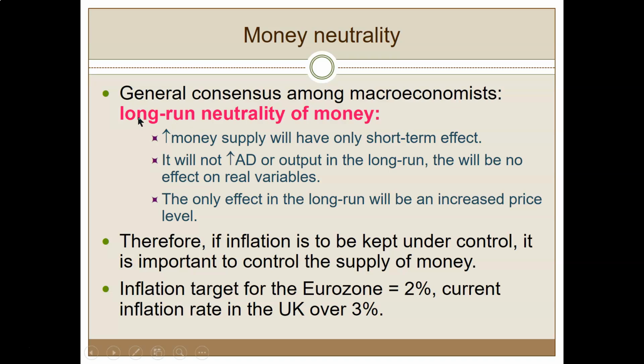However, different schools do agree on this particular thing, on the long-run neutrality of money. It means that increases in money supply, expansionary monetary policy, will only have a short-term effect. It will help us to boost output temporarily in a short-term period. However, in the long run, it will not have an effect on any real variables. It will not help us to keep output at a permanently high level in the long run. There will be no effect on other real variables as well. It will not boost national income, national output, employment level, real investment level, real consumption level, and so on.